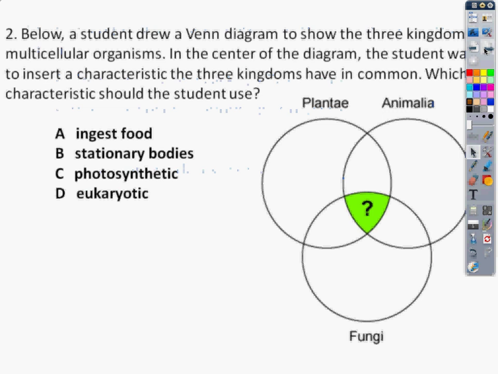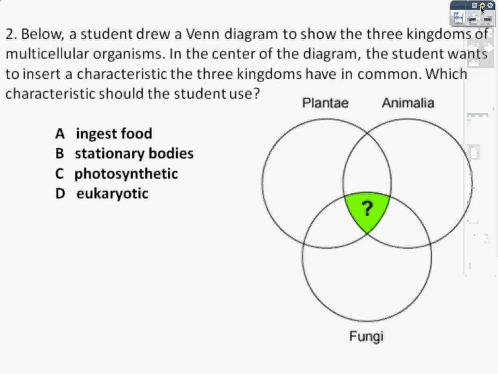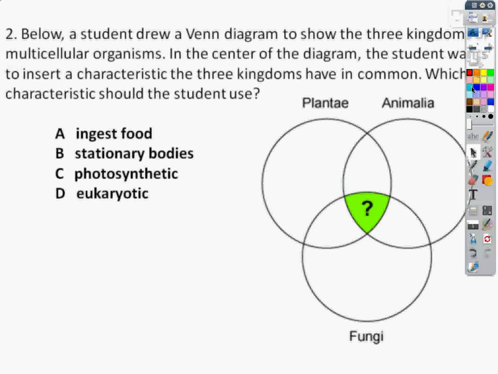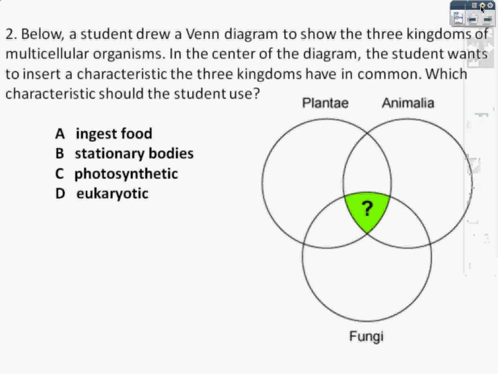Let's look at the second question. Below, a student drew a Venn diagram to show the three kingdoms of multicellular organisms. In the center of the diagram, the student wants to insert a characteristic that three kingdoms have in common. Which characteristic should the student use? All right, so we're looking at multicellular organisms. Okay, that's a key word there, and truthfully, we could answer from there, but we'll go through the entire process. So we've got plants, animals, and fungi.